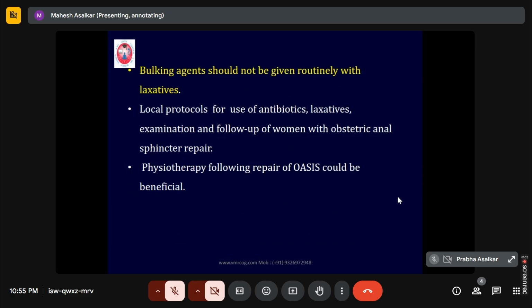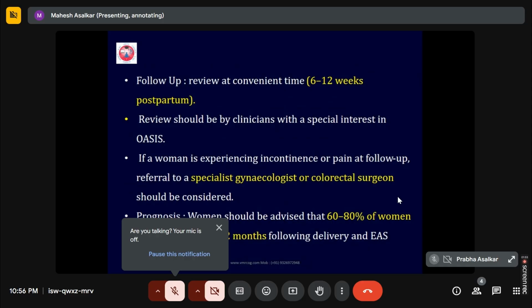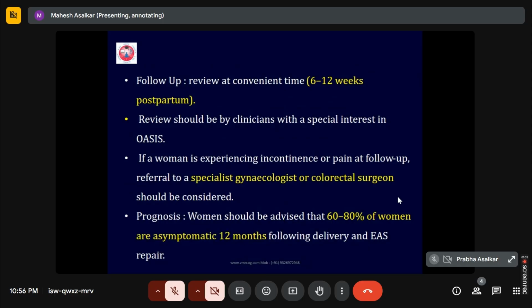Local protocols for use of antibiotics, laxatives, examination and follow-up of women with obstetric anal sphincter repair. So you need to have a local protocol of how you are going to follow these particular cases, and you need to educate these patients accordingly. Then physiotherapy following repair of OASIS could be beneficial. Now the follow-up. Review at a convenient time around 6 to 8, 12 weeks postpartum. That is in the perineal clinic we have seen. Review should be by a clinician with a special interest in obstetric anal sphincter injury. If a woman is experiencing incontinence or pain at follow-up, referral to a specialist gynecologist or colorectal surgeon should be considered.